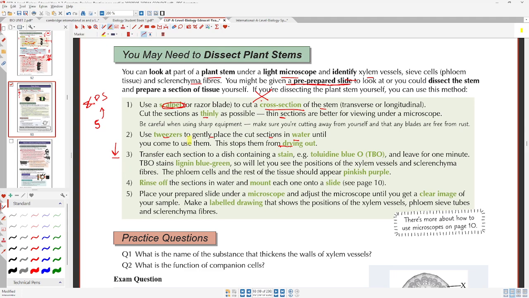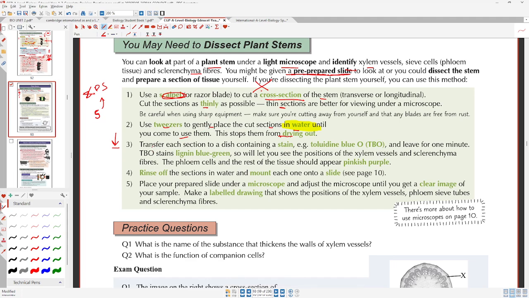But this is an interesting question. Why do we need them to be put in water before we put them into a light microscope? Makes it easier to see is my idea, or it reflects the light so you can actually see it better. So now transfer each section, including a stain. This is the stain that we used in my class, and leave it with that stain for 1 minute to soak. This contains lignin blue-green, which allows you to see the position of the xylem vessels and the sclerenchyma fibers.